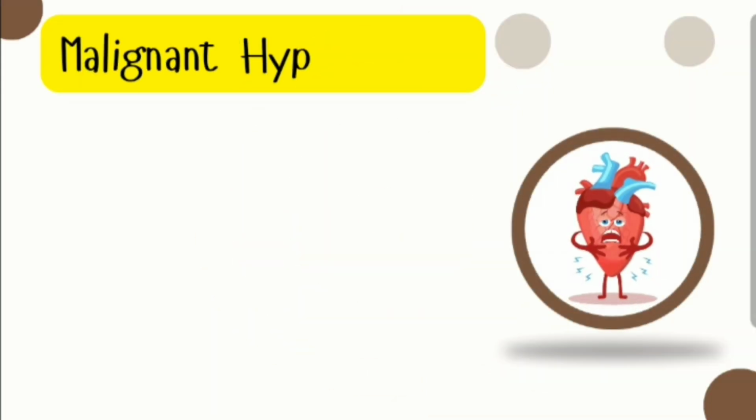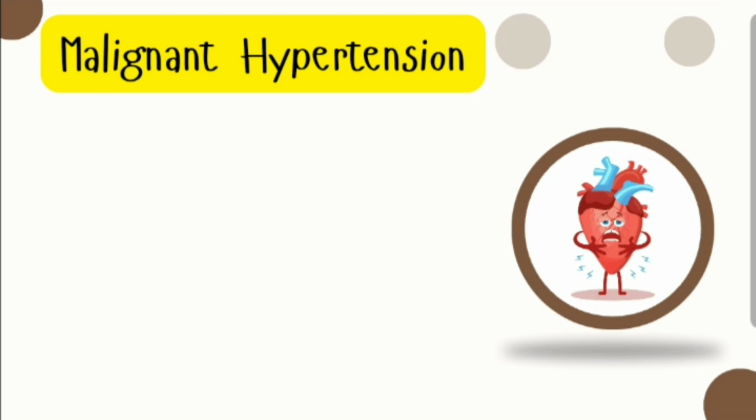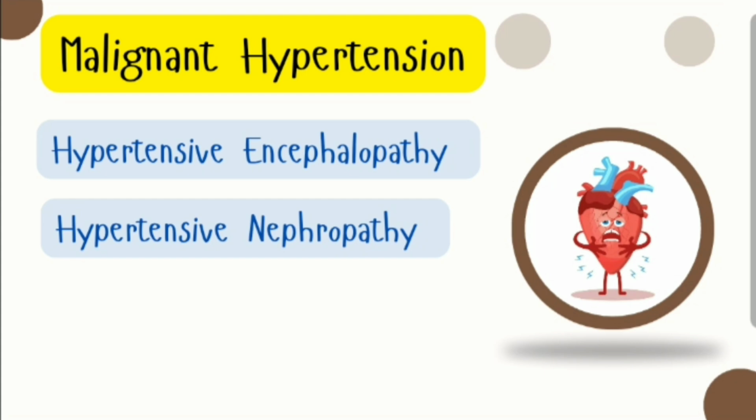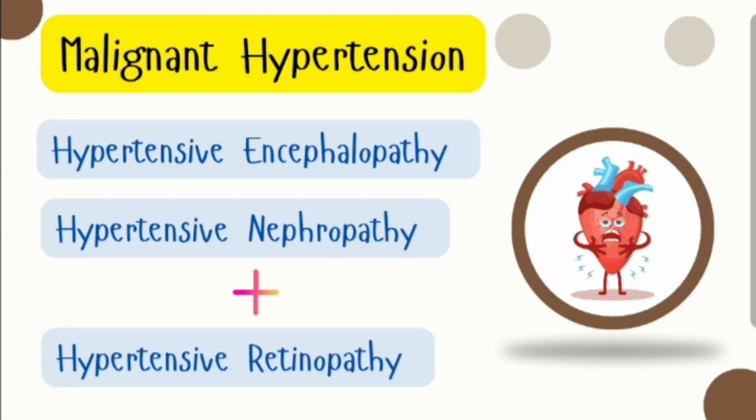Before ending, let's discuss what is malignant hypertension. Malignant hypertension is basically hypertensive encephalopathy, hypertensive nephropathy, plus hypertensive retinopathy.